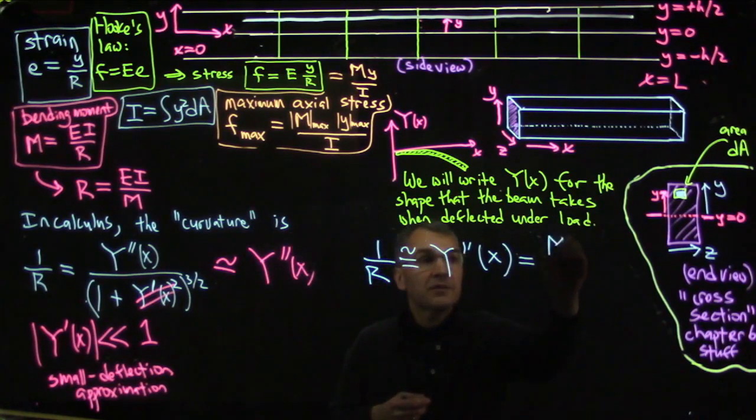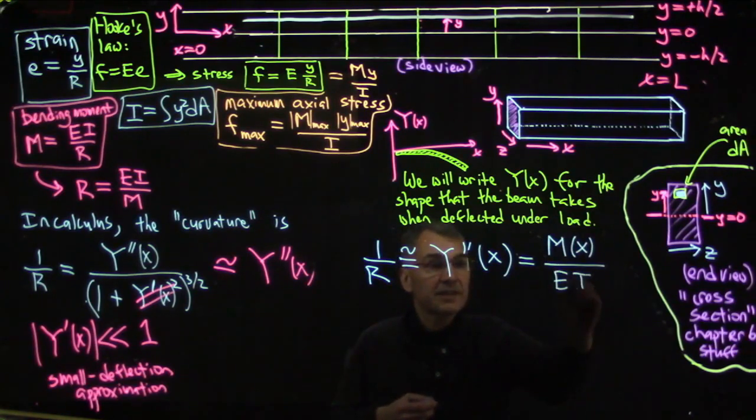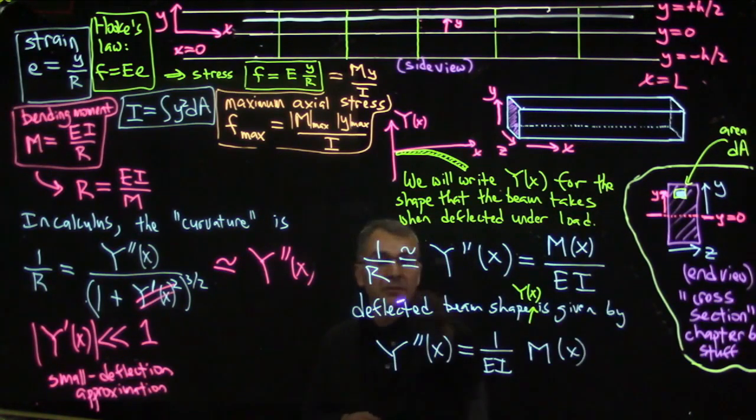So that is M, and we already know how to write the bending moment as a function of x, and then divided by EI. So the deflected beam shape y of x is obtained by taking this expression, y double prime of x is M of x over EI, and integrating it twice. You take y double prime, you integrate it twice, and you get y. You have to put in the right constants of integration, though. So we can explore this next.